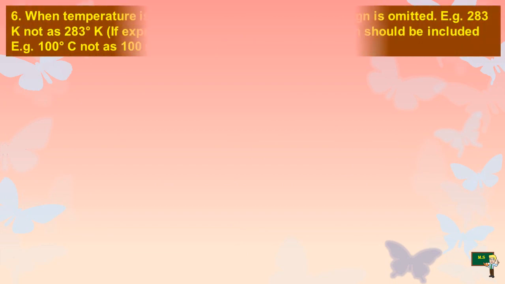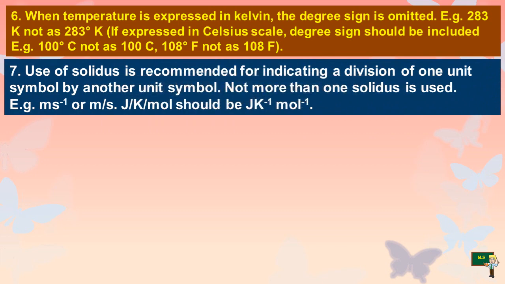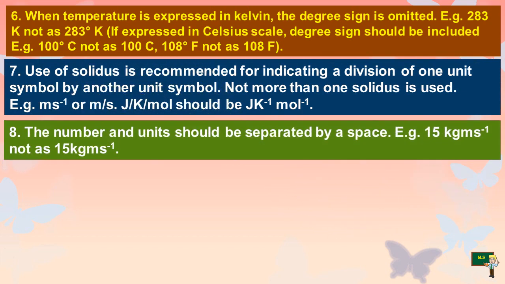Let's see the sixth unit. When temperature is expressed in Kelvin, the degree sign is omitted. That means usually we put 10 degrees C for Celsius, but we should not use that degree sign here. Example: 283 Kelvin and not as 283 degree Kelvin.